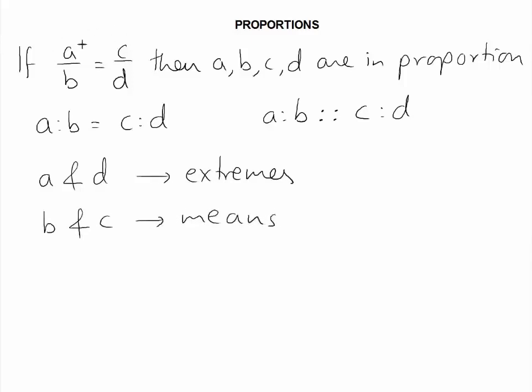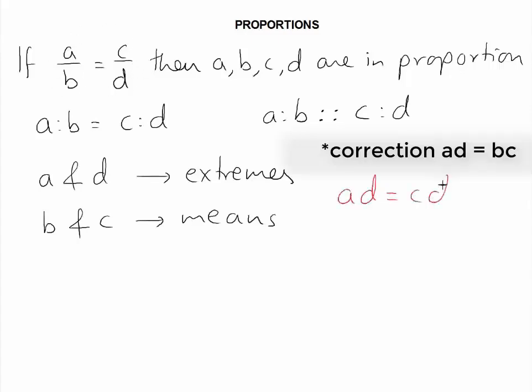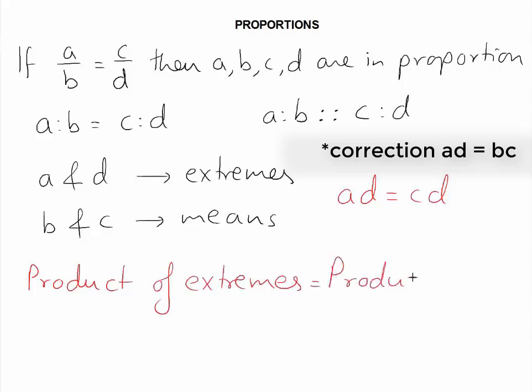Now if you cross multiply this, you get AD equals BC. That is, product of extremes equals product of means.